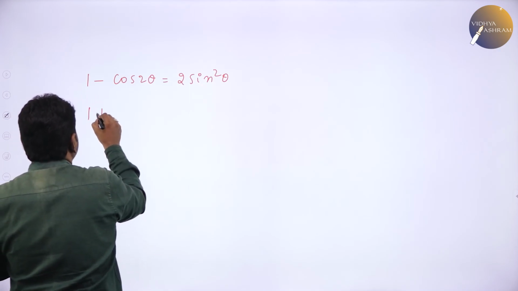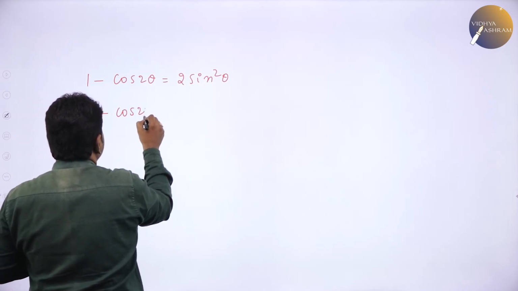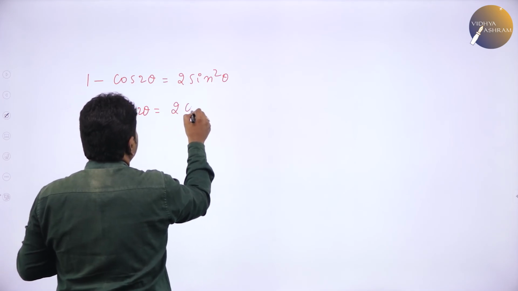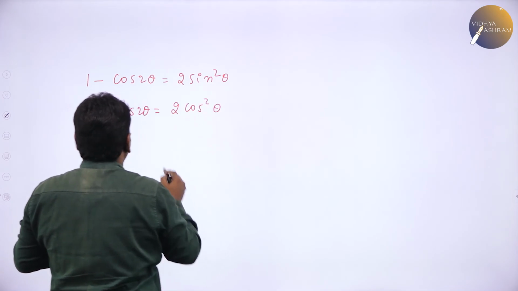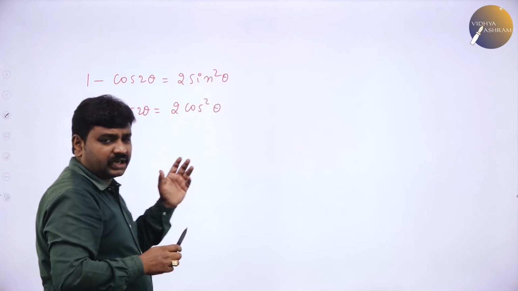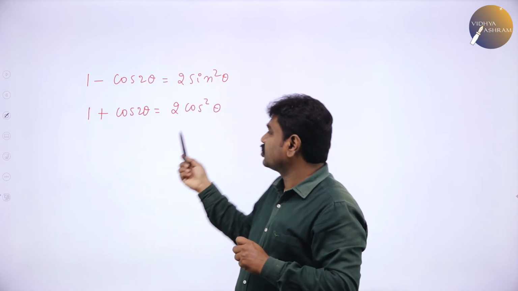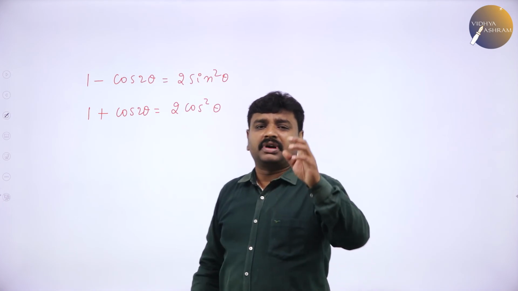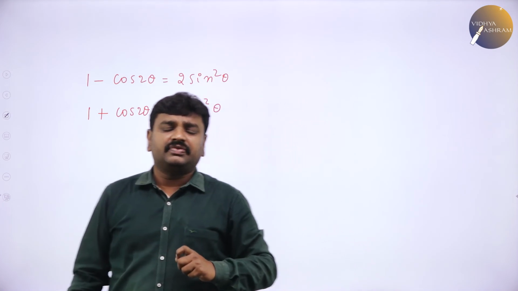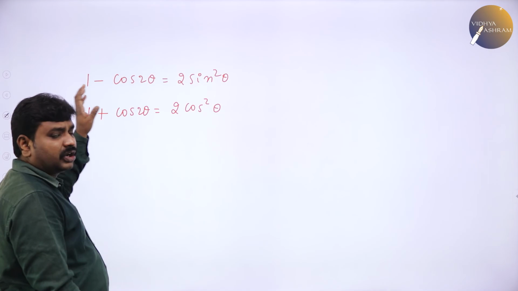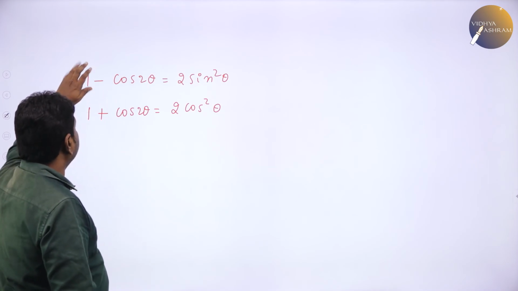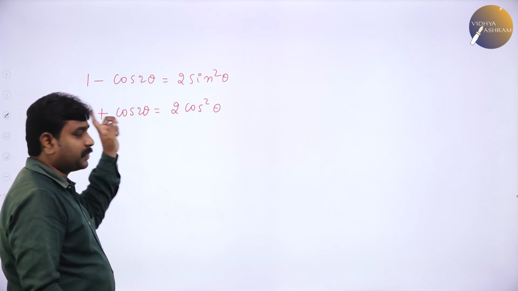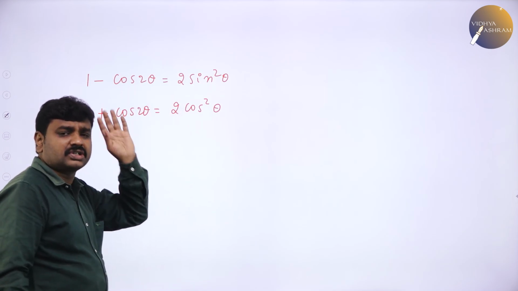Similarly, what is 1 plus cos 2 theta? 1 plus cos 2 theta becomes 2 cos square theta. Again this is derived from cos 2 theta. Cos 2 theta can be written as 1 minus 2 sin square theta, and if you rearrange you will get it. But we will not always have enough time to rearrange and waste our time. So in order to avoid that, directly remember: minus gives sin square, plus gives cos square. Many situations will use this.